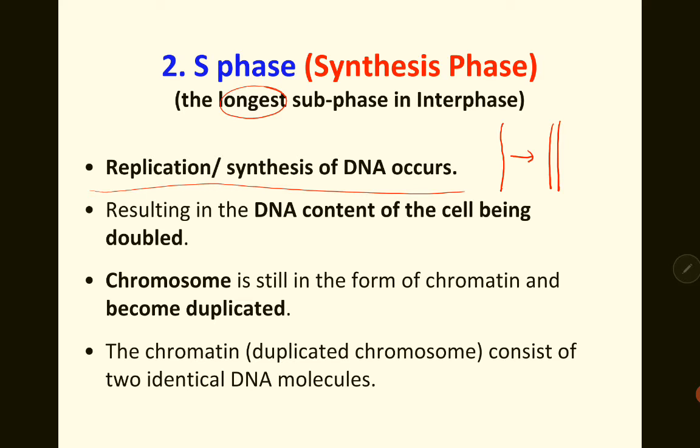So initially DNA is in the form of double helix in one copy. Now they become double copies. So there is double amount of DNA. So chromosome is still in the form of chromatin and become duplicated. Initially chromatin is only one strand. Now they become duplicated.